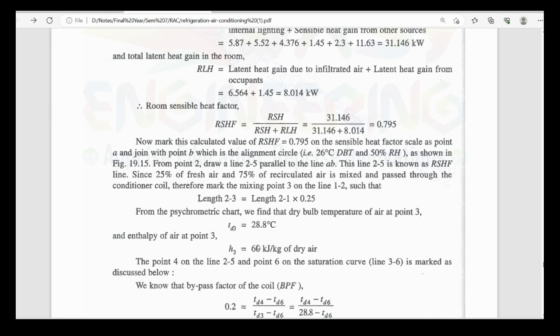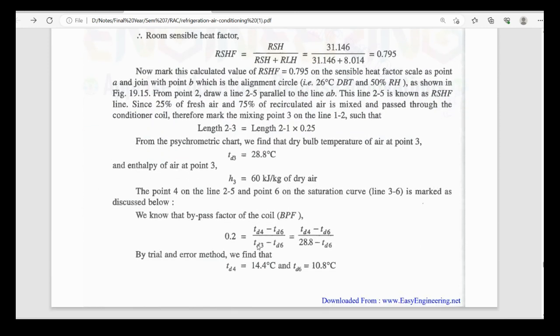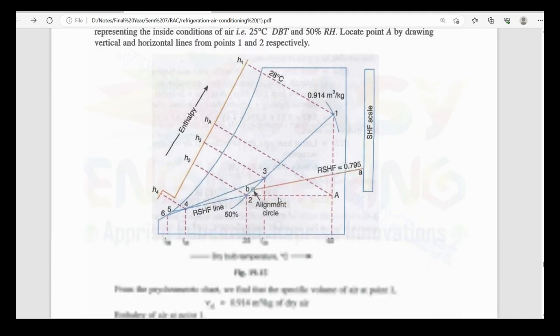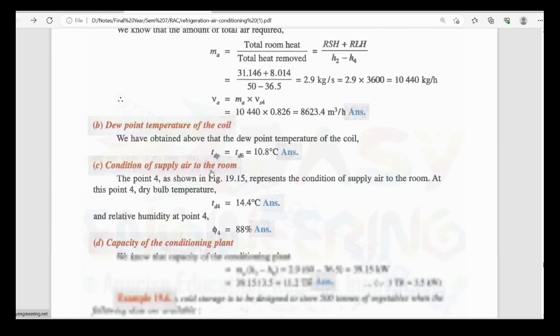So for this we have to mark it, and for that we should know the bypass factor. Simply, here in the chart you can see, initially we draw point number 3. Now we have the room sensible heat factor line and point number 3. So we have to draw the line in such a way that the bypass factor we get is 0.2. This is a very important point for the bypass factor.